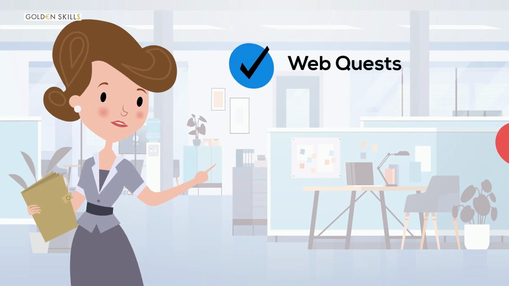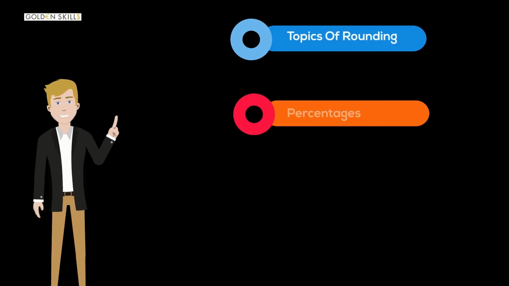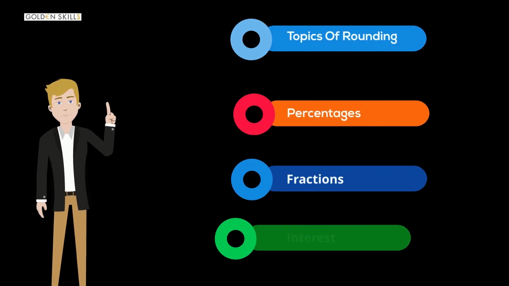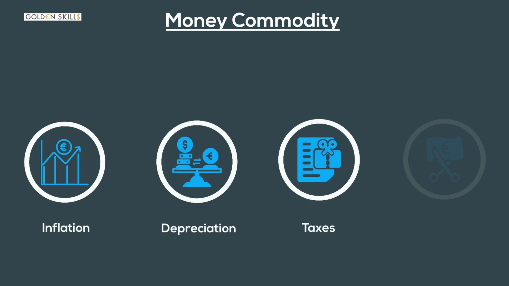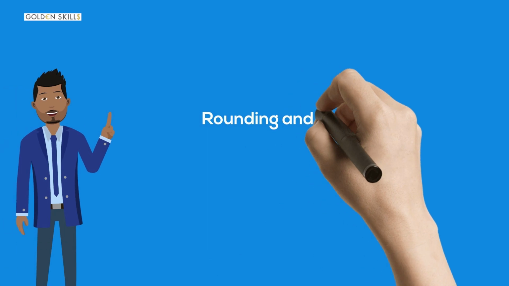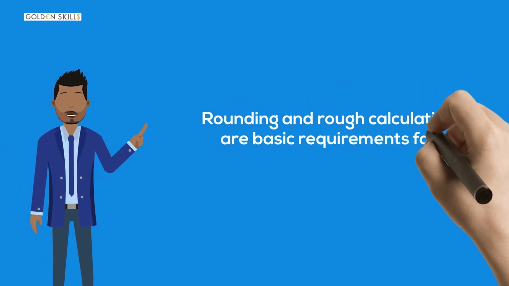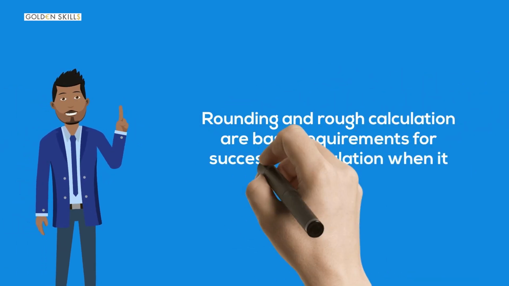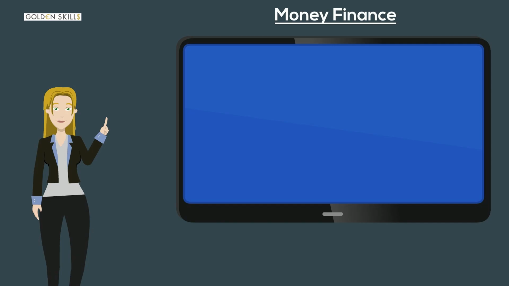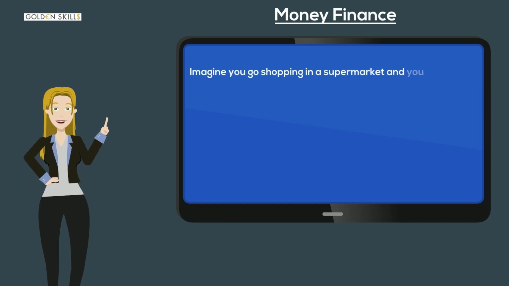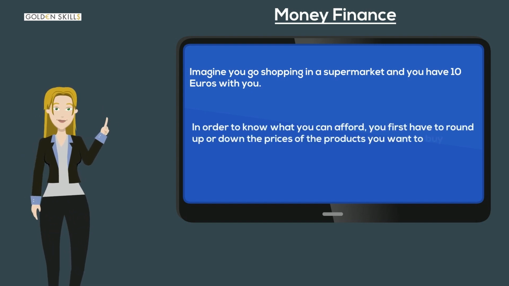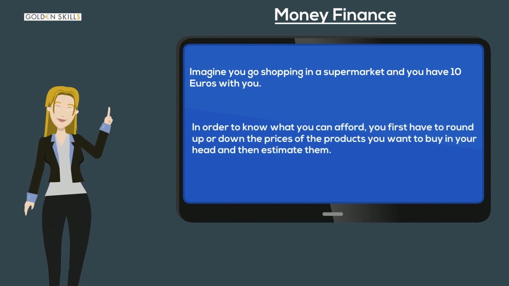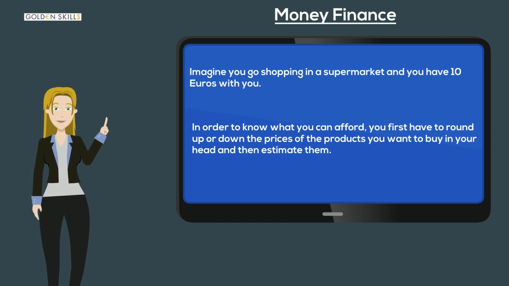In the following web quests, escape rooms and quizzes, we will deal with the topics of rounding, percentages, fractions, interest, inflation, depreciation and taxes, and cash discounts. Rounding and rough calculation are basic requirements for successful calculation when it comes to your money. Imagine you go shopping in a supermarket and you have €10 with you. In order to know what you can afford, you first have to round up or down the prices of the products you want to buy in your head and then estimate them.